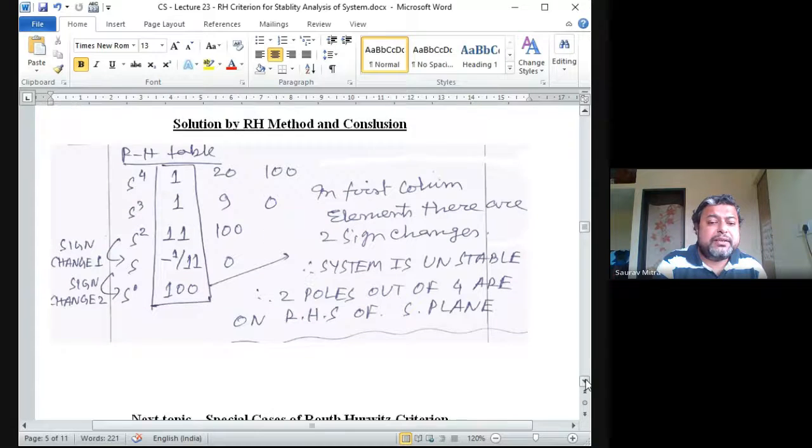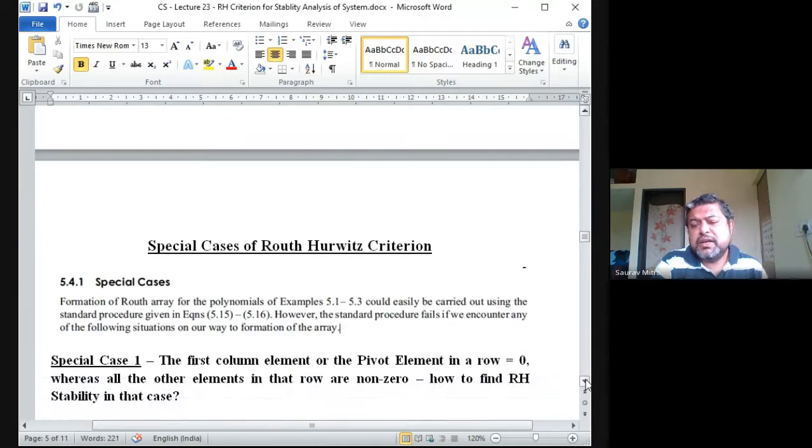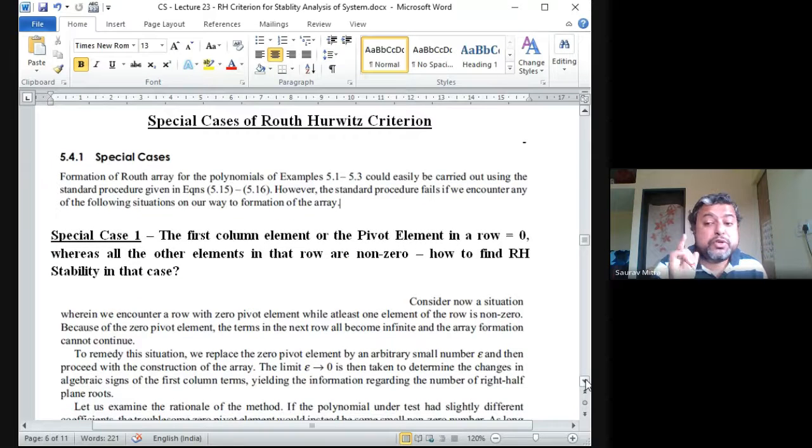So there's another numerical, and now we are going to see there are two special cases. So these were very simple numericals. Now there are two special cases. Okay, and those numericals you have to remember. So a question is sometimes asked: explain the special cases of RH criteria. Okay, so what are the special cases? We will see.